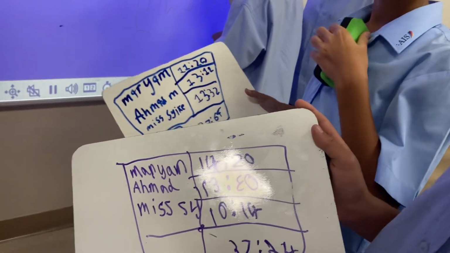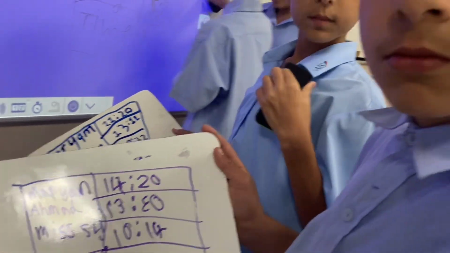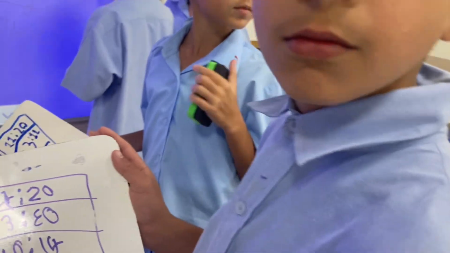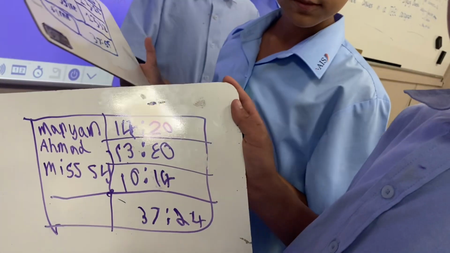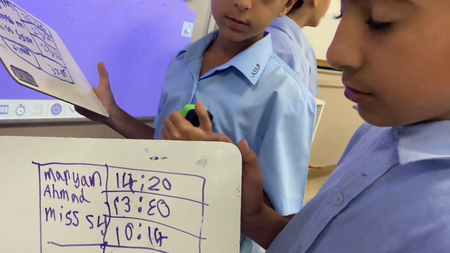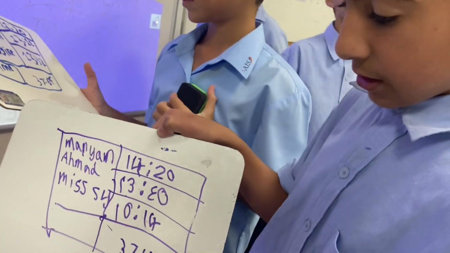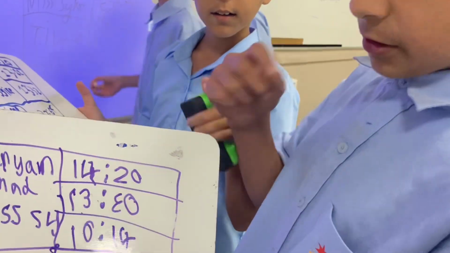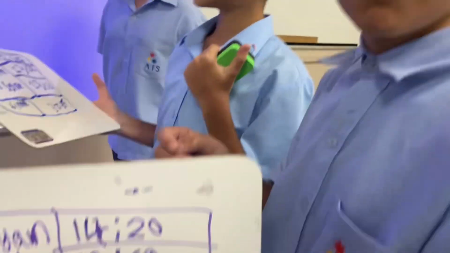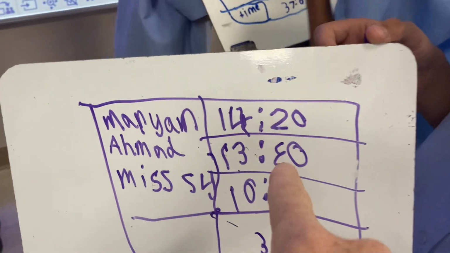So do you want to have the lowest score to be the fastest or the highest to be the quickest? Lowest. Okay, so who was the lowest? She was the quickest? Lowest. Okay, so the quickest was Mariam. So you're saying Mariam's quickest with 14 seconds?